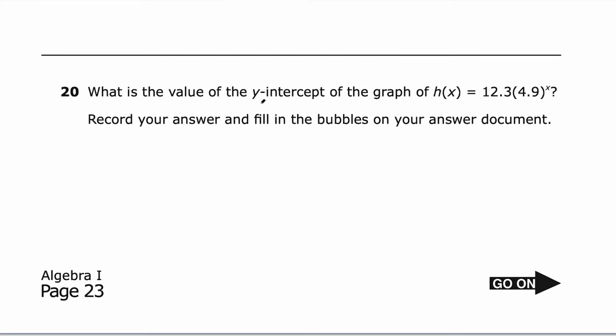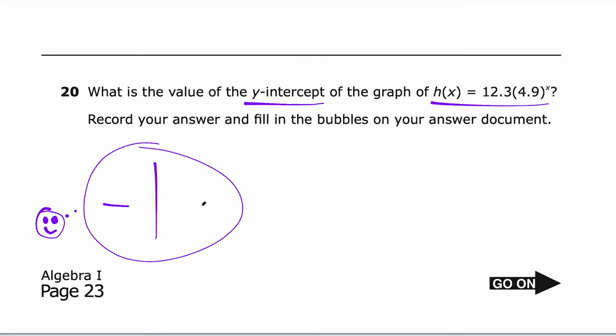Question 20, what is the value of the y-intercept of the graph of h of x equals, and we have this function here. Anytime I'm looking for a y-intercept, the first thing that comes to mind is that for any y-intercept, the x-coordinate is equal to 0. So let's say I have this graph and it hits the y-axis at 2. This would be the point 0, 2. And notice here that the x is equal to 0.